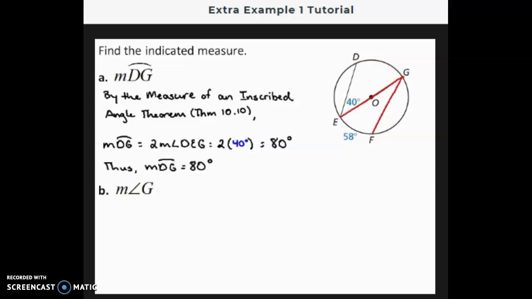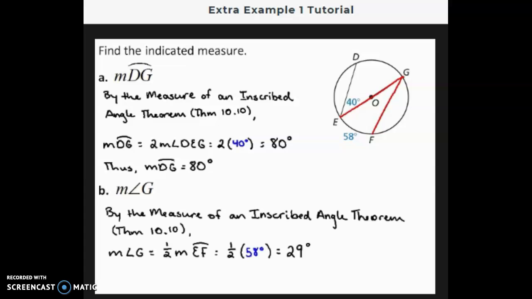Part B. The measure of angle G. Notice that the angle G intercepts the arc EF. So by the measure of an inscribed angle theorem, the measure of angle G equals 1/2 times the measure of arc EF, which equals 1/2 times 58 degrees, or 29 degrees. Thus, the measure of angle G equals 29 degrees.